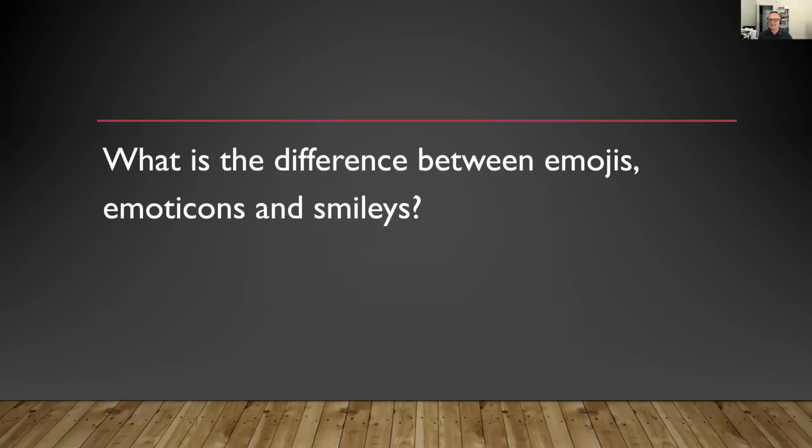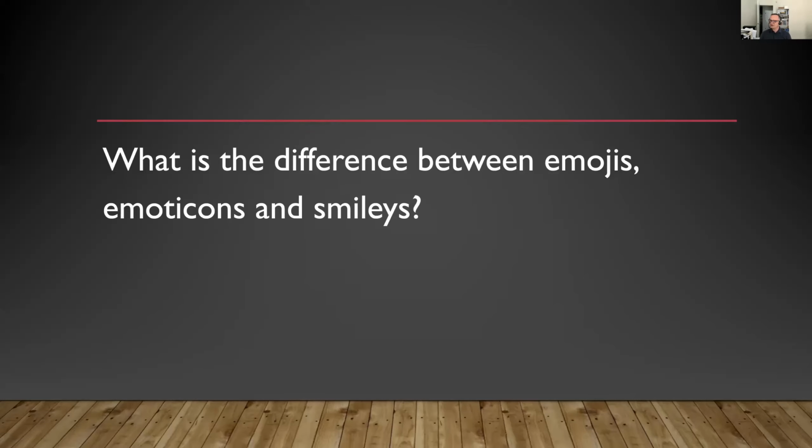When I started this journey, I was not sure of the difference between emojis, emoticons, and smileys. So just in your homes or wherever you are, try to think, what is the difference between these terms? I'll give you a couple seconds if you want to write in the chat as well. What do you think the difference is? I think you may have stumped them. Oh, they're starting to come in. There we go. All right.